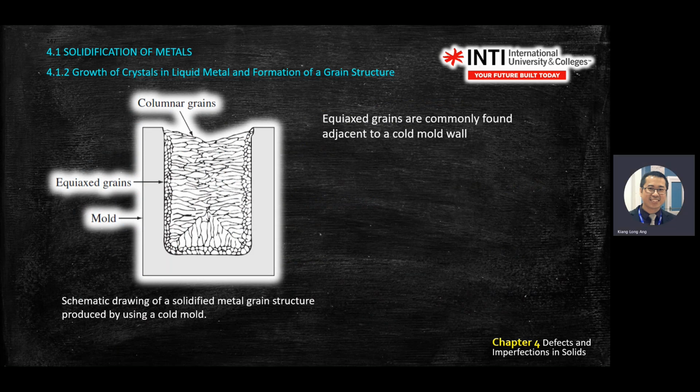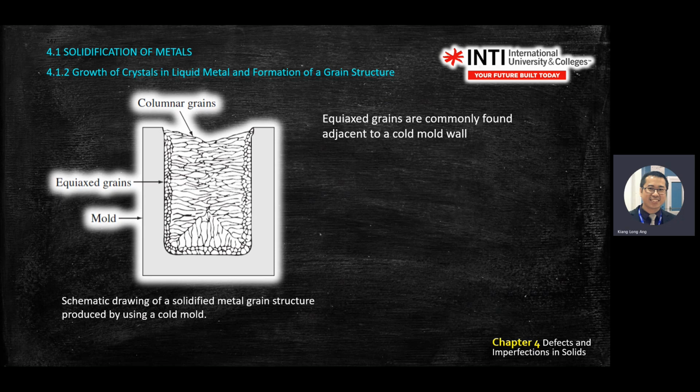When you do the casting process, you will have a mold and you pour the liquid in. Where can you find the equiaxial grain? It is along the wall of the mold. So when you do your experiment and observe the sample, you can explain that at the wall of the sample you are seeing equiaxial grain, and at the center you are seeing columnar grains.